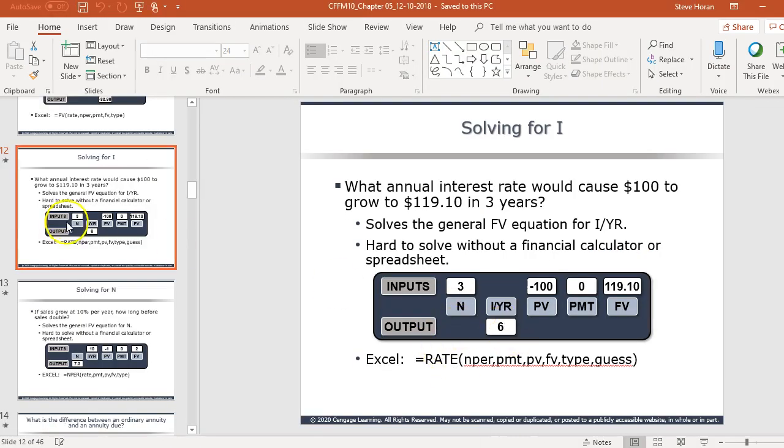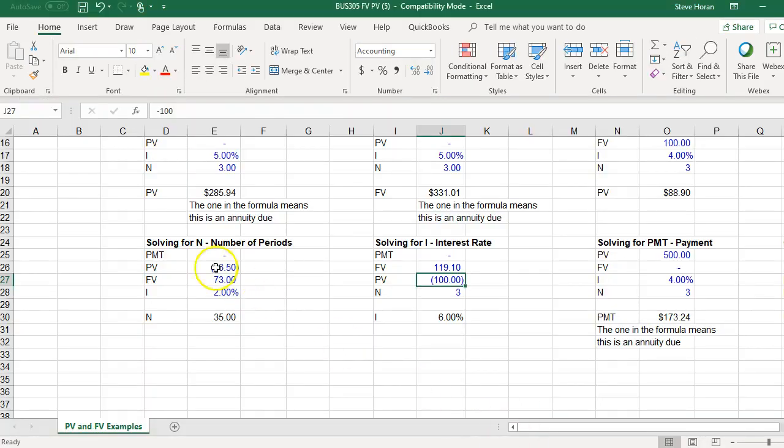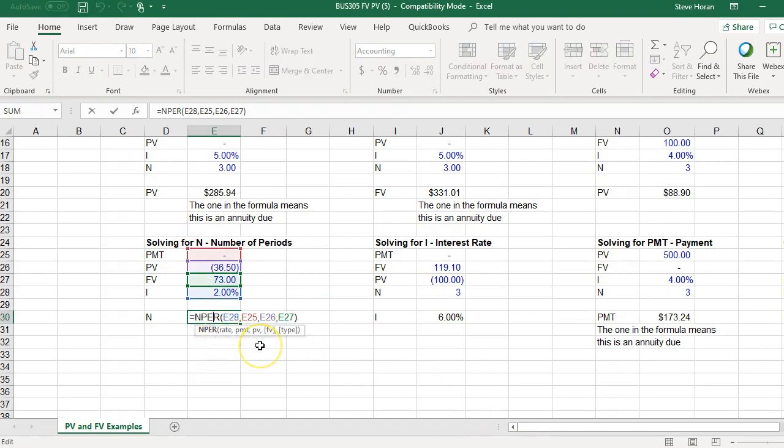Okay, so I got that 6%. Now I can do the solve for n, same thing. We'll do the doubling at 10%. We're going to solve for the number of years if something doubles at a growth rate of 10%. So here's solving for n, the NPER formula right there.